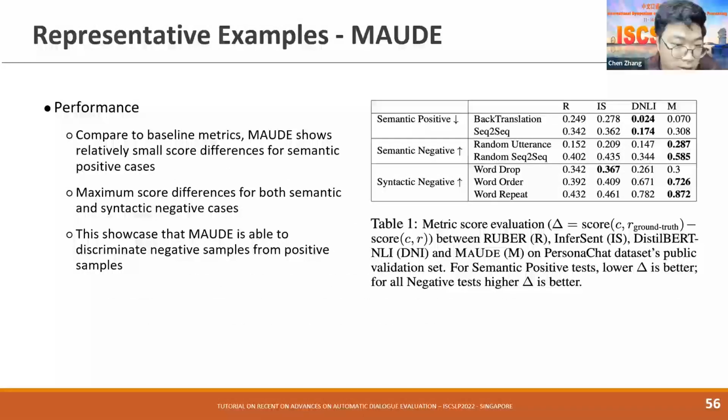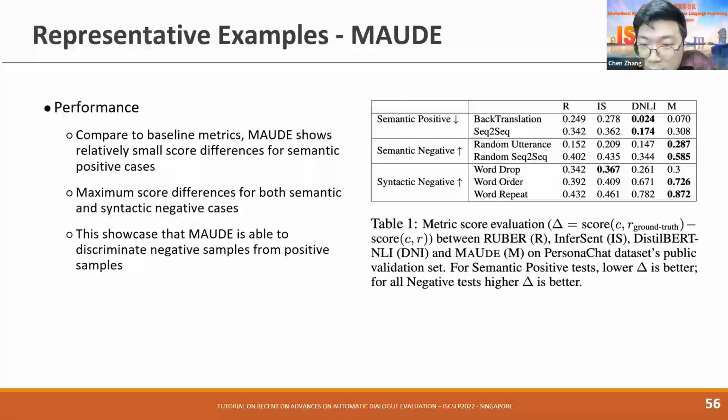After that, we try to assess the performance of the model. To see whether it performs well, we can check the difference between the original response score given by MODI and the perturbed response score. For the positive perturbations, like the semantic positive, the difference should be as small as possible. And for the semantic negative perturbations or syntactic negative perturbations, the score difference should be as large as possible, compared with the score given to the original response.